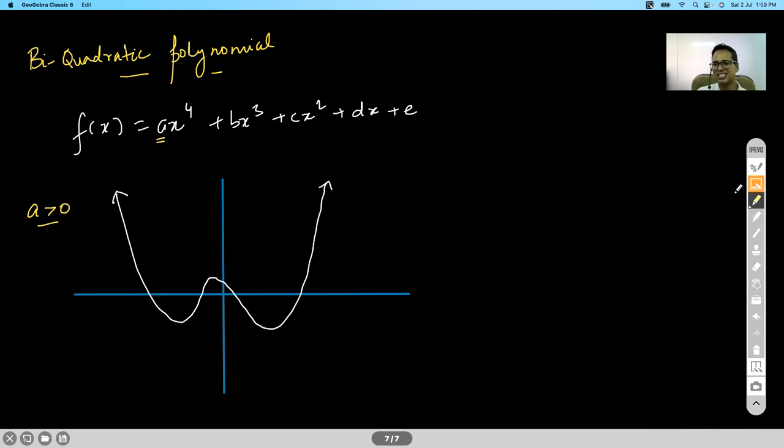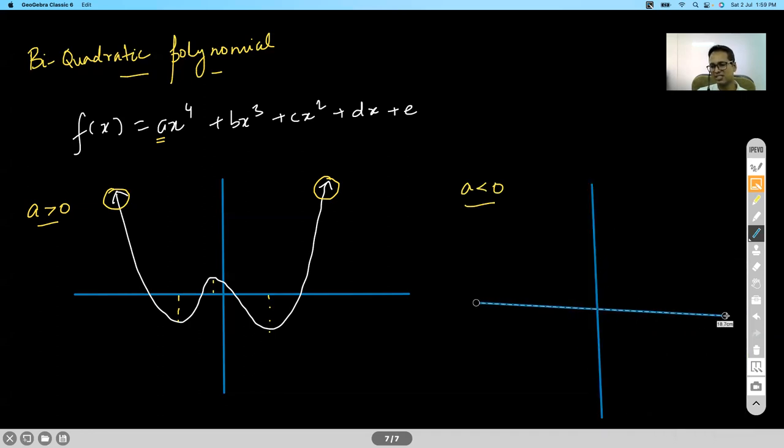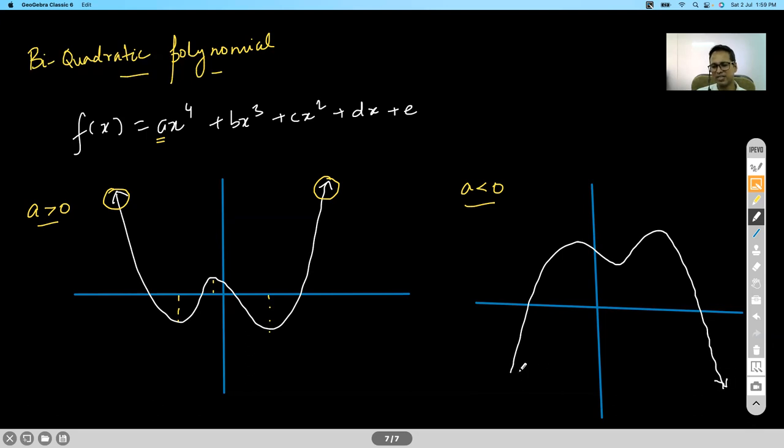What is important for us is these two arms of the graph. We are not going to worry about these local maximas and local minimas over here. That is the subject matter of calculus. What I am more interested in is the two ends of these graphs, because that is going to help us know its domain and range. If A is negative, the graph will show a reverse trend, somewhat like this. I'm just drawing roughly. It is going to go down, so both the arms are going towards negative infinity.